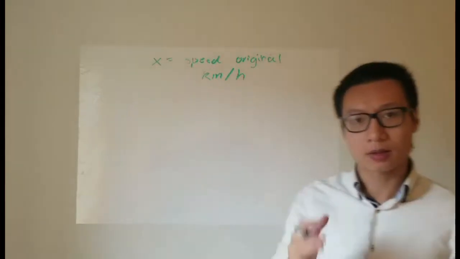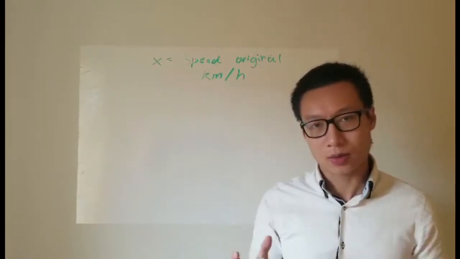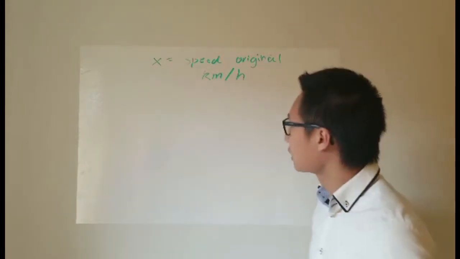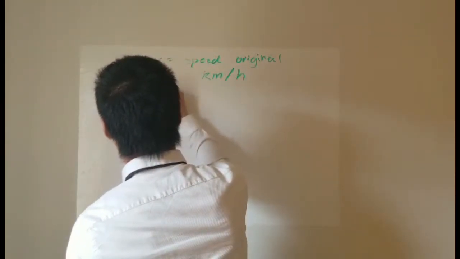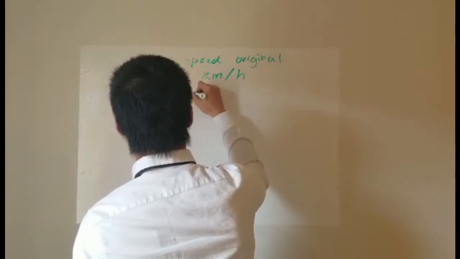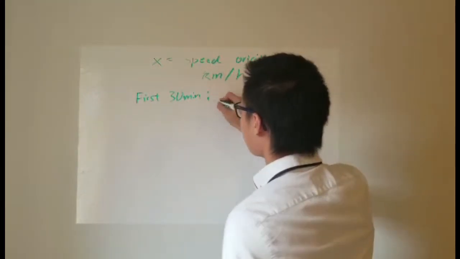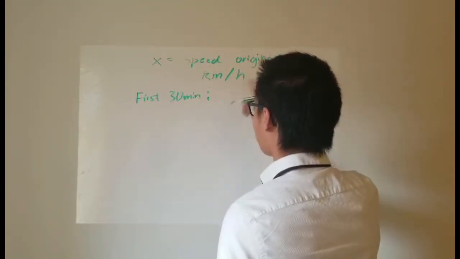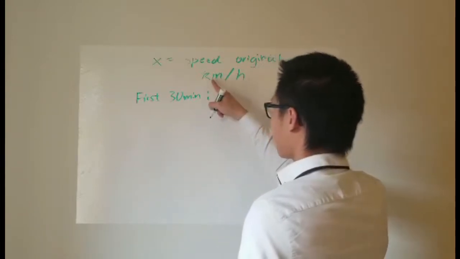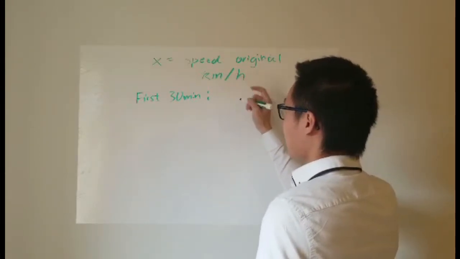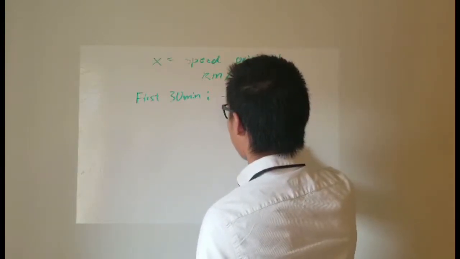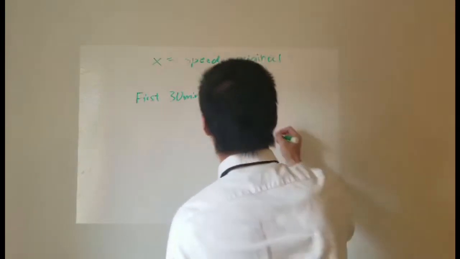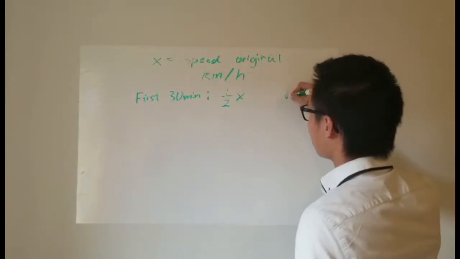And now let's start describing the story, outlining the question. It says that for the first 30 minutes, the first half, she drove at this speed of x. For 30 minutes, because her speed is measured per hour, her distance traveled would be half x. That's her distance traveled.